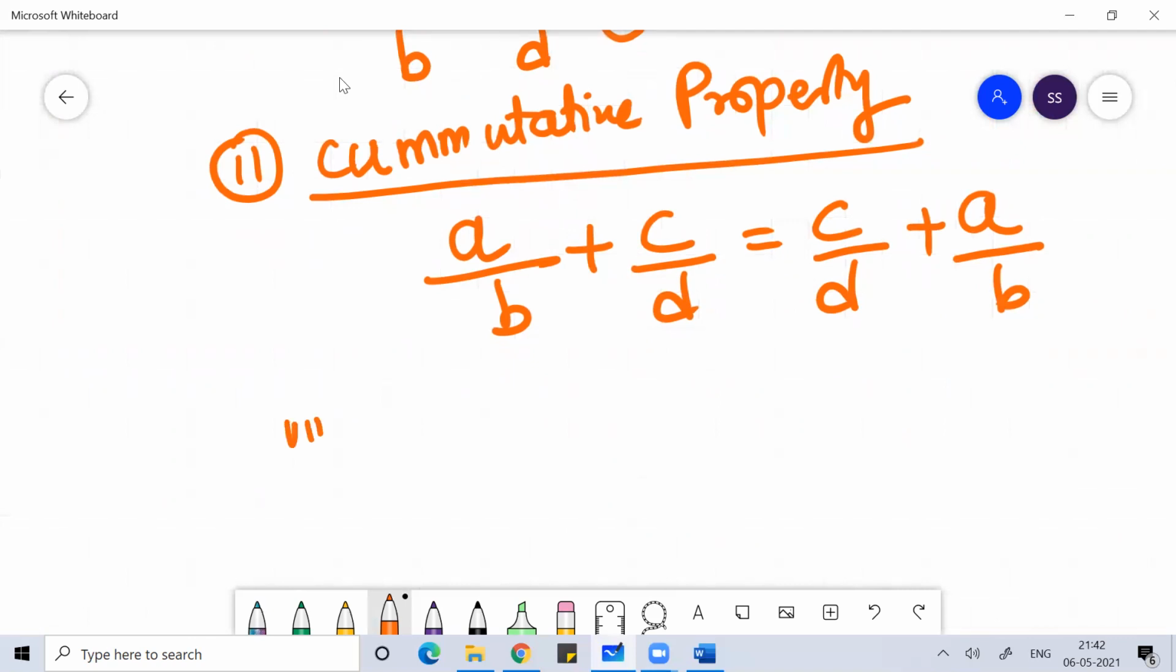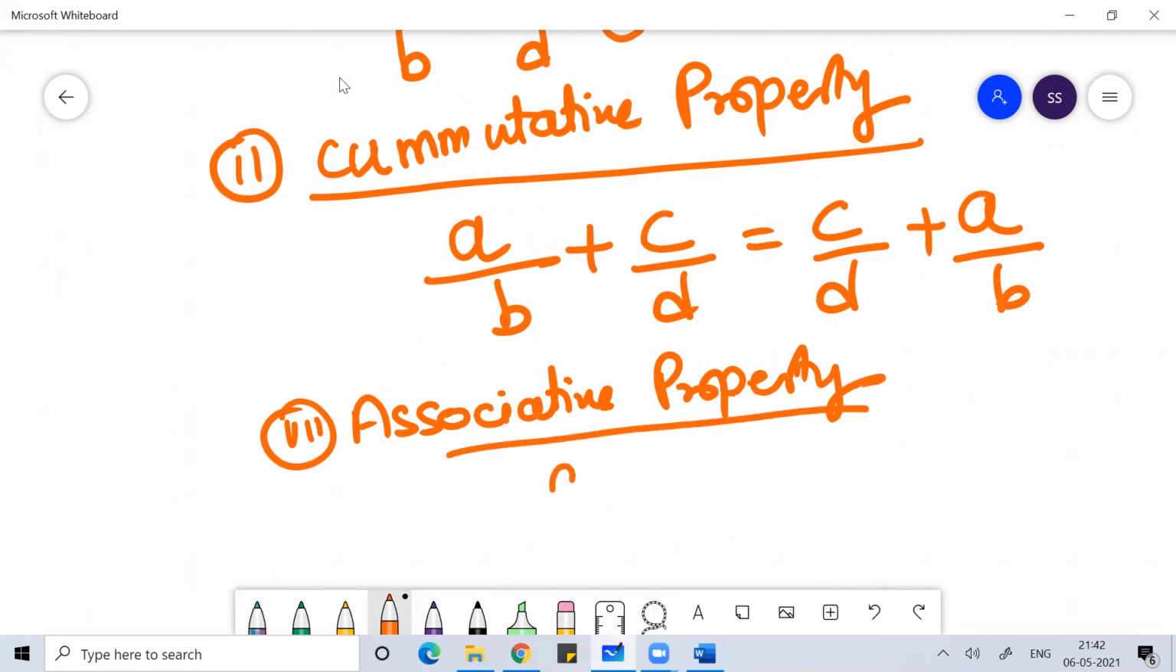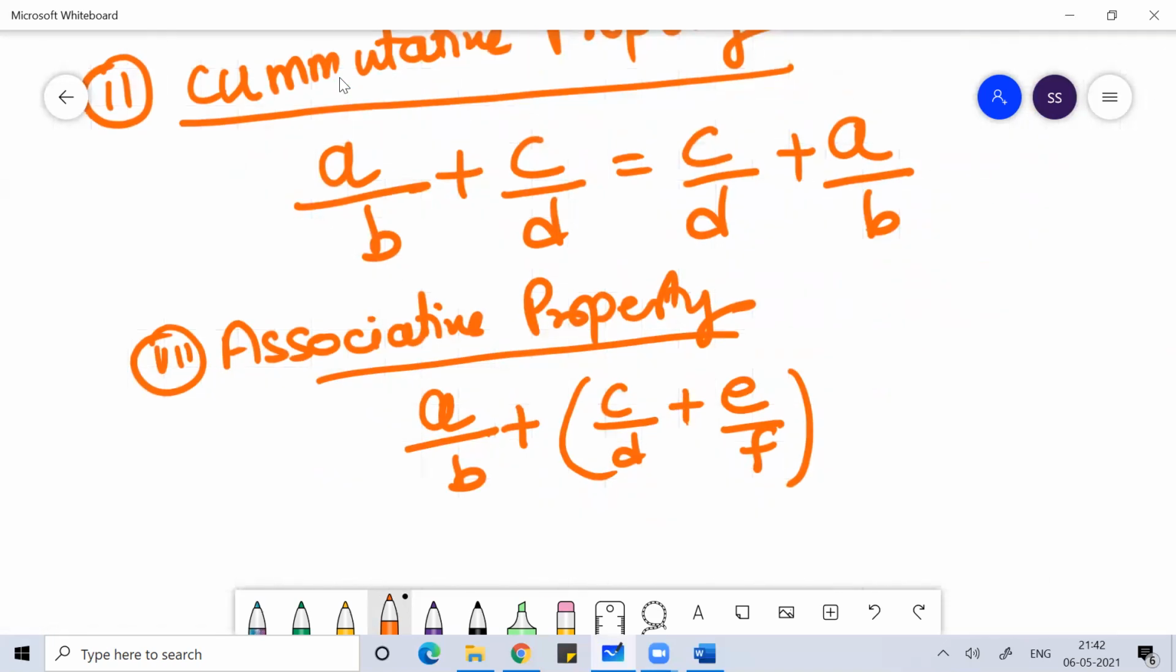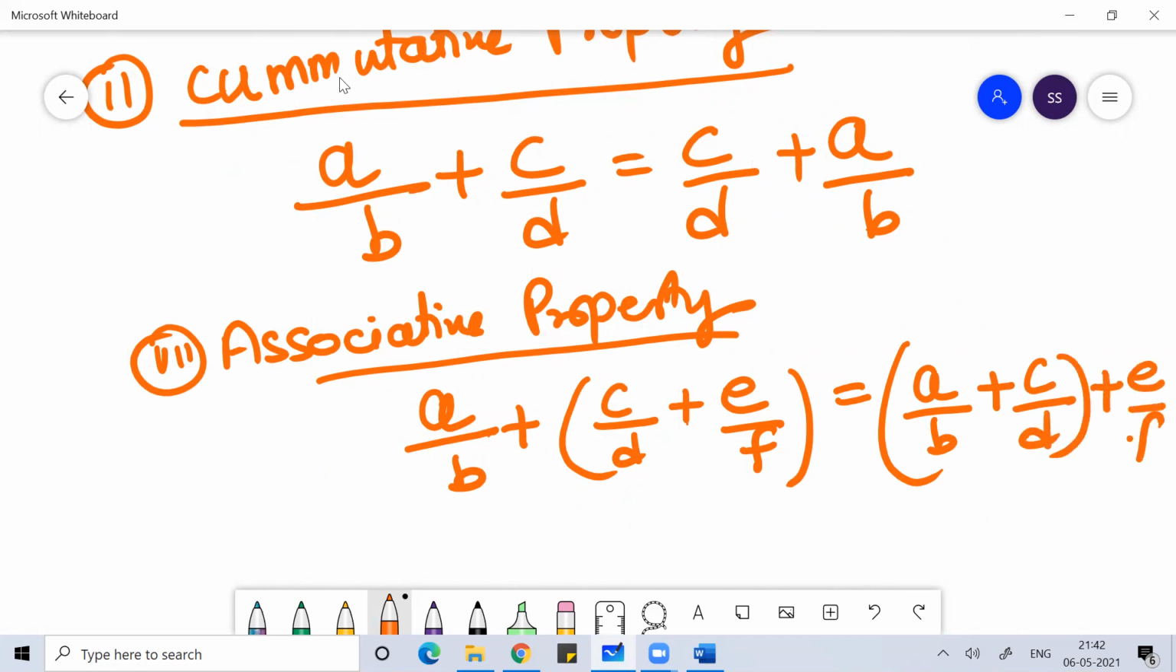The third property we study is the associative property of addition of rational numbers. Associative property means let there be three rational numbers A by B, C by D and E by F. If you add C by D plus E by F, and add the value you get to A by B, that will give the same value as adding A by B plus C by D, and then adding E by F. This is called the associative property.